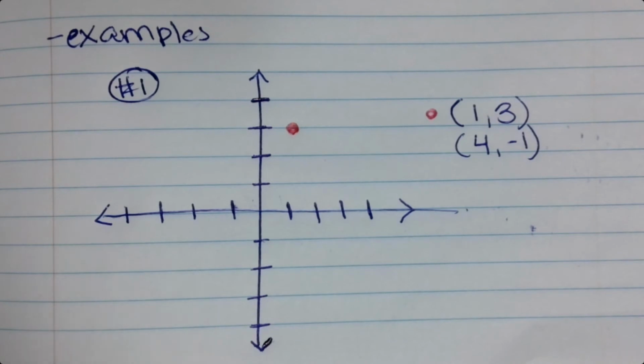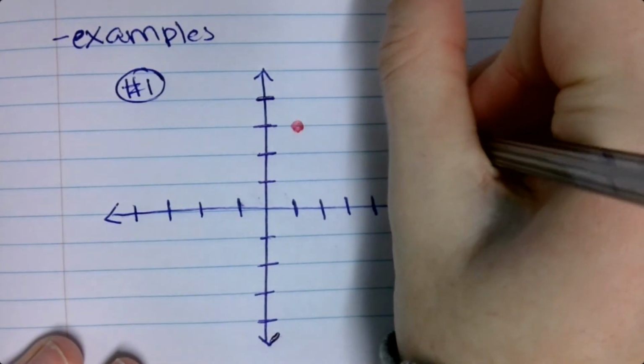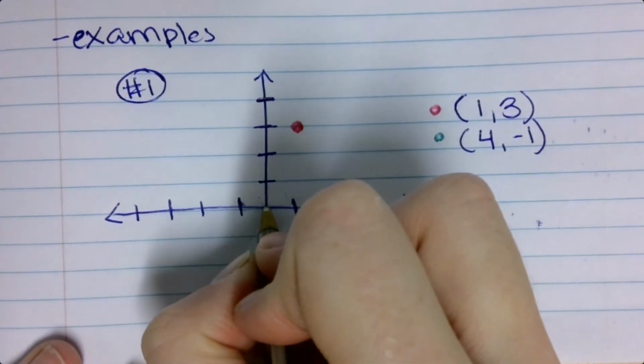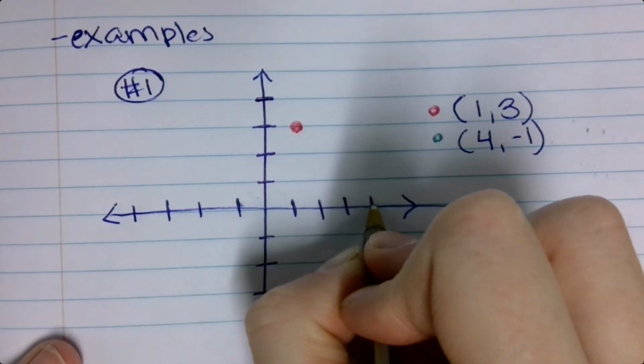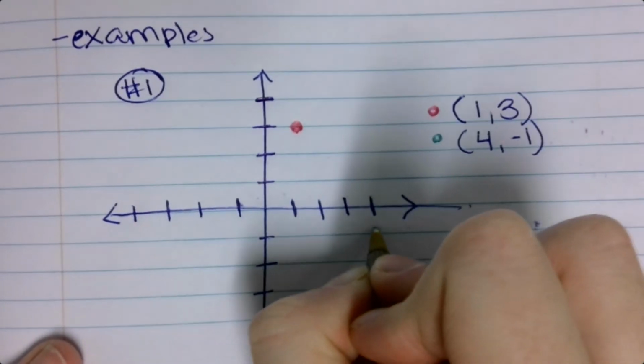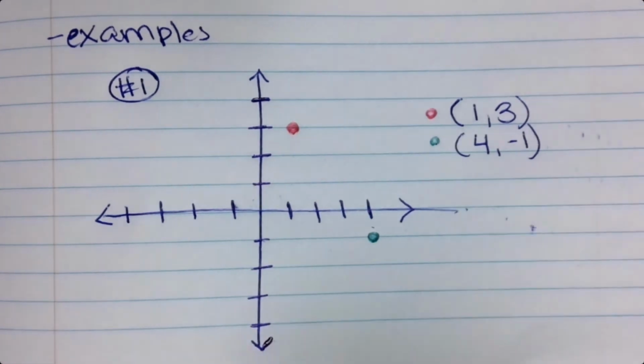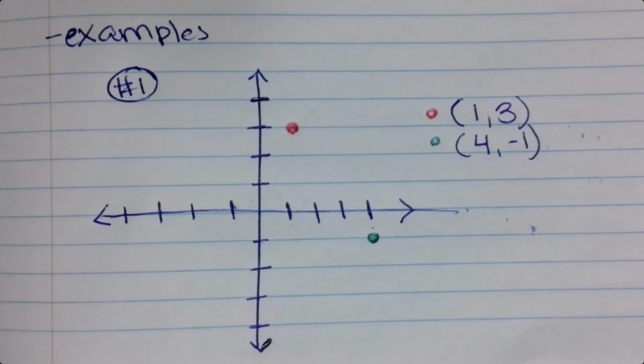For point (4, -1), I'm going to plot it in my green. So I'm going to start at (0, 0). Go right because it's positive. 1, 2, 3, 4. And down to -1. Then I'm going to connect those.